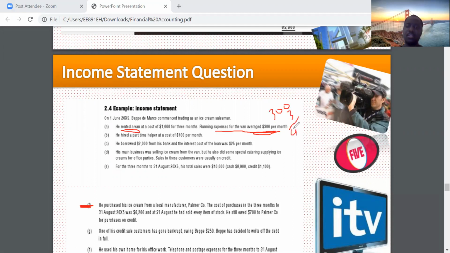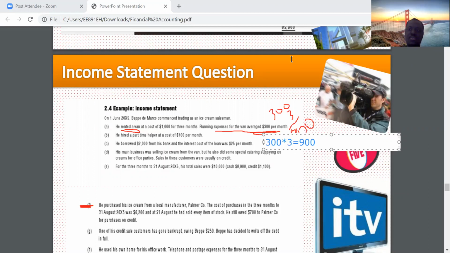It should give us 900. So 300 times 3 equals 900. I hope it's clear. Okay, so I hope it's making a lot of sense now.